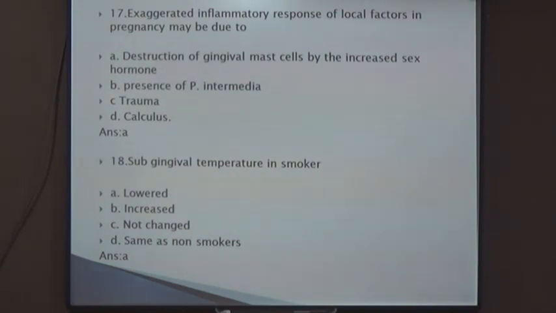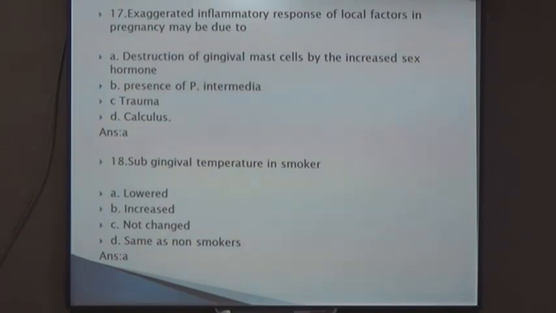I will repeat it. Usually, in pregnancy gingivitis, you remember? Exaggerated inflammatory response of local factors. In pregnancy gingivitis or puberty gingivitis, if they ask why there is gingivitis, what answer do we give? Exaggerated inflammatory response. And why does the exaggerated inflammatory response come? Because of the sex hormones, there will be a destruction of the mast cells. Okay. At the same time, in case they ask the microorganism predominant in pregnancy gingivitis, then you can say P intermedia. Why P intermedia? Because it uses steroid as a growth factor. Now we have understood, right?